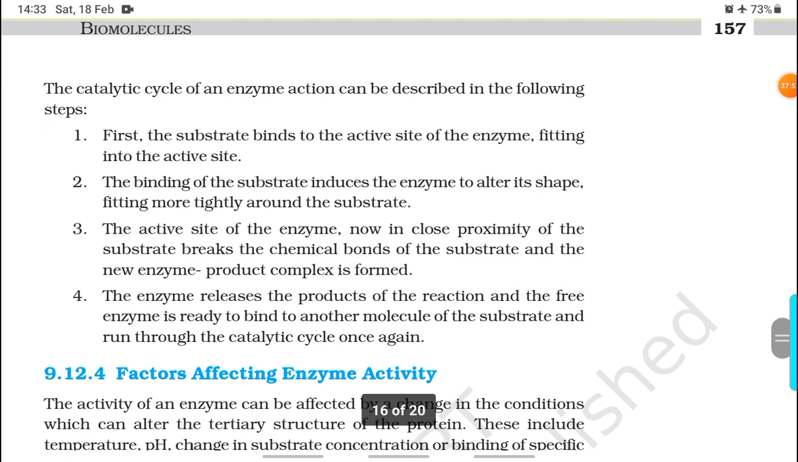The catalytic cycle of an enzyme action can be described in the following steps. First, the substrate binds to the active site of the enzyme, fitting into the active site. The binding of the substrate induces the enzyme to alter its shape, fitting more tightly around the substrate. The active site of the enzyme, now in close proximity to the substrate, breaks the chemical bonds of the substrate and the new enzyme-product complex is formed. The enzyme releases the product of the reaction and the free enzyme is ready to bind to another molecule of substrate and run through the catalytic cycle once again.